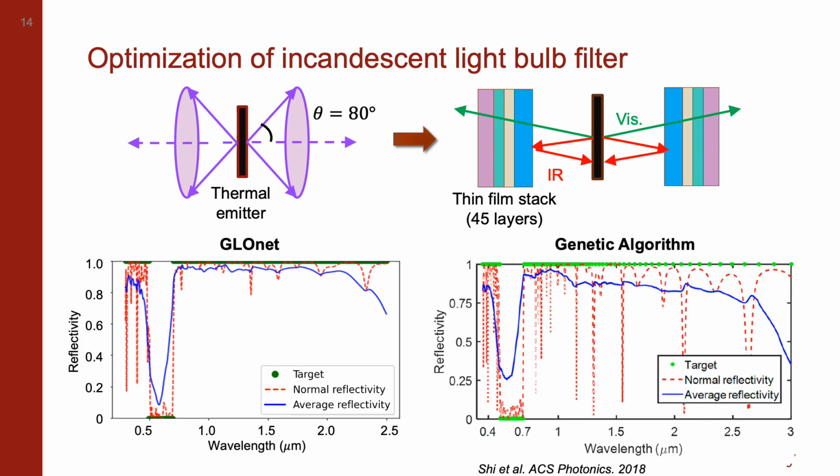Here, we're going to show the optimization results of GlowNet and the genetic algorithm. The green dots here are target spectra, and the red dashed line represents the reflectivity for the normal incidence. The blue curve represents the reflectivity averaged over all solid angles within 0 to 80 degrees, and also averaged for both TE and TM polarization. It's obvious that GlowNet is able to find a better thin film stack configuration, which produces a spectrum closer to the target spectrum. Besides, since GlowNet takes advantage of gradient information, it requires a smaller population size and is therefore more computationally efficient.